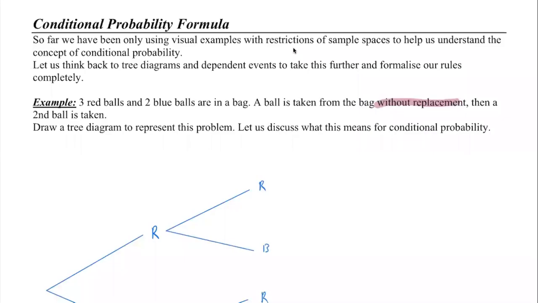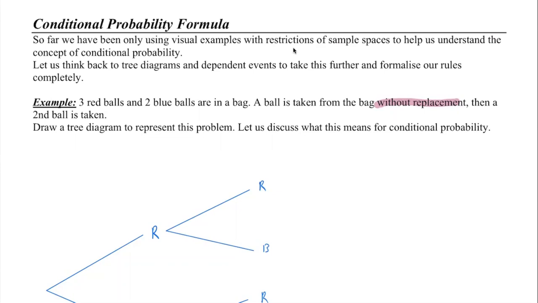Hello and welcome back. In this video, we're going to make the idea that we've established for conditional probability a little bit more abstract, so that we can derive the conditional probability formula. So far we've only really used visual things to help us understand. We've used Venn diagrams and dot diagrams to help us understand the concept of conditional probability, and that is essentially restricting the sample space, okay? So you're restricting the number of outcomes that you have.